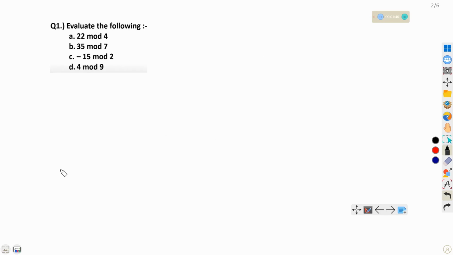So now let's calculate these four questions. We have to evaluate 22 mod 4, 35 mod 7, minus 15 mod 2, and 4 mod 9. Right. So let's calculate 22 mod 4. What we have to do is divide 22 by 4. 4 fives are 20 and we get 2. So what is the remainder? 2. So 22 mod 4 is 2.